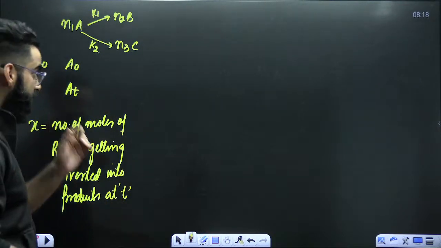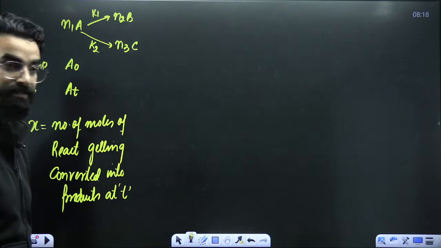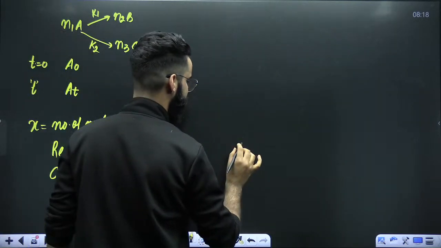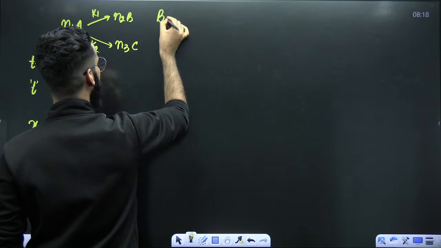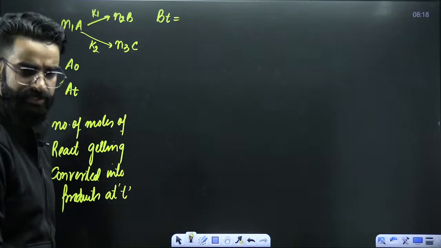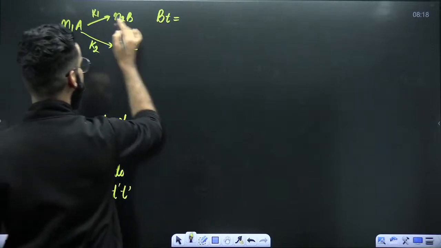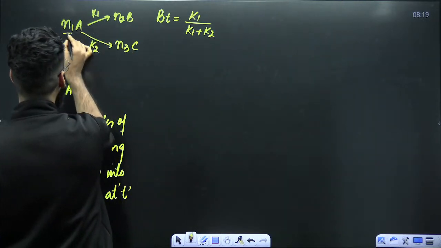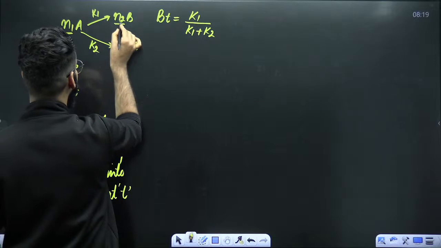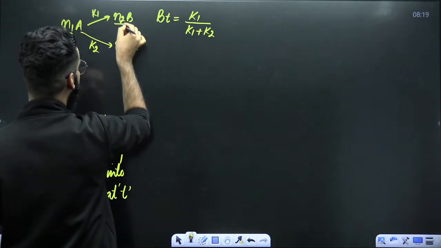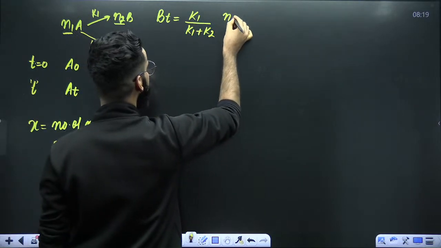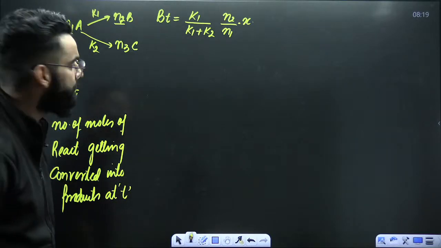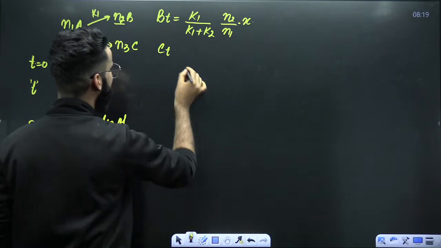Now try to understand the first question which will be asked. Tell me one thing: moles of B, or concentration of B, formed at time t. You'll start with K1 divided by K1 plus K2. Now, N1 moles are giving me N2 moles. So 1 mole gives me N2 divided by N1. So X moles of A are going to give me N2 divided by N1 multiplied by X. Right? Stoichiometry, that's it.